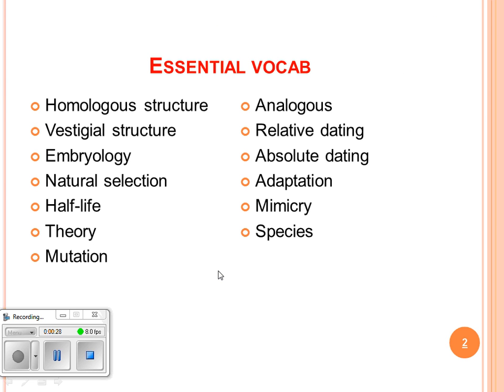So if we look at some essential vocabulary, these are some terms that you're going to be familiar with throughout the course of the unit. Homologous structures, you should be familiar with the word homologous, and we've had that before. Vestigial structures, embryology, natural selection, half-life, what a theory is, a mutation, we've had that word before. Analogous, relative dating, absolute dating, adaptations, mimicry, and species. So you can always come back to this if you want to know what words you should know for any test or assessment. You can come back and use this as a guide.